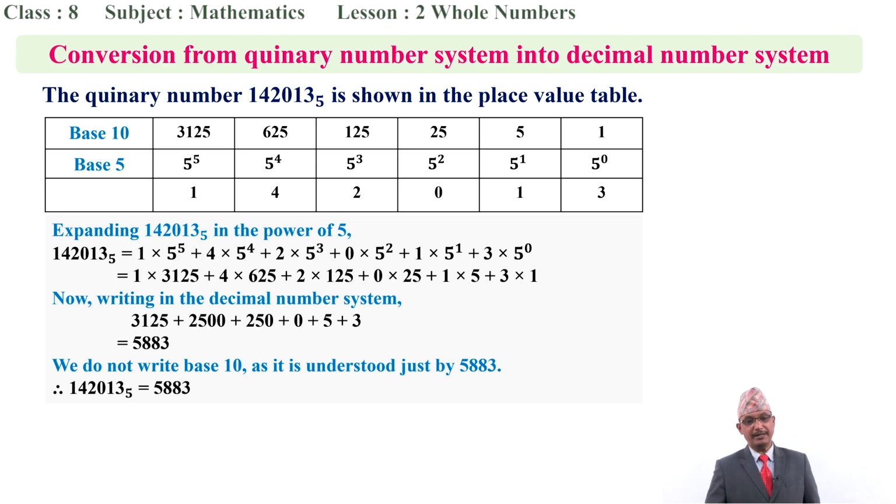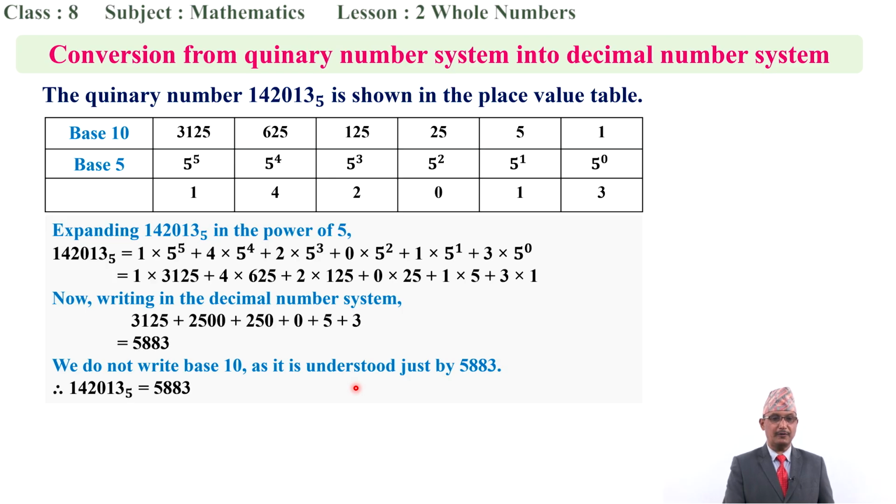Now can you tell me what is the difference between binary number system conversion and quinary number system conversion? Yes, you are correct. Here we have written in the power of 5, whereas in the binary number system we have written in the power of 2. The remaining calculation technique is similar.